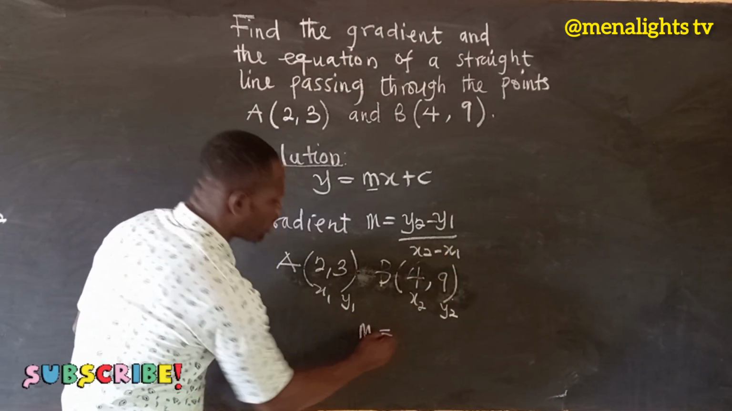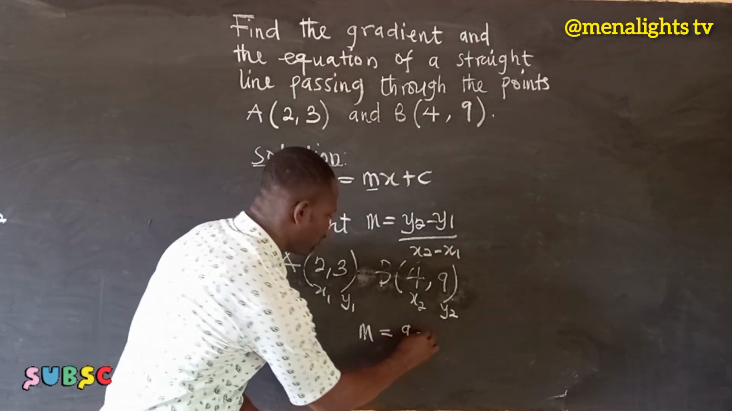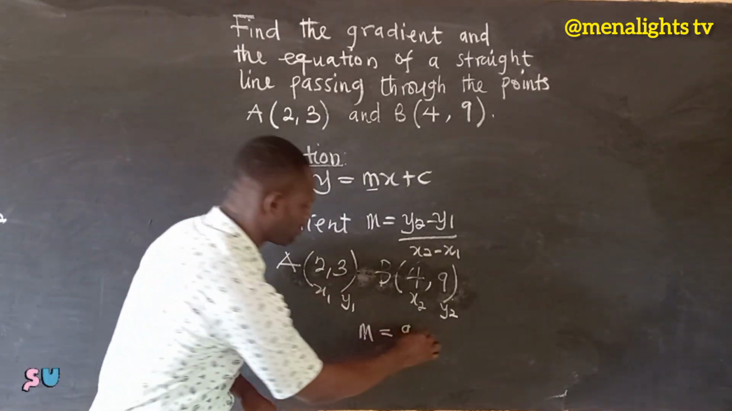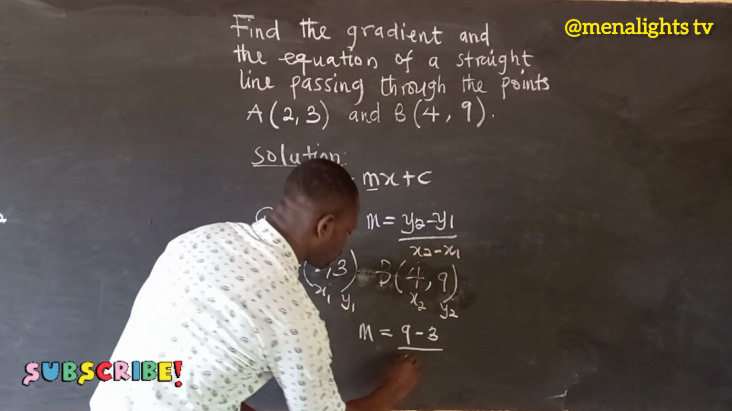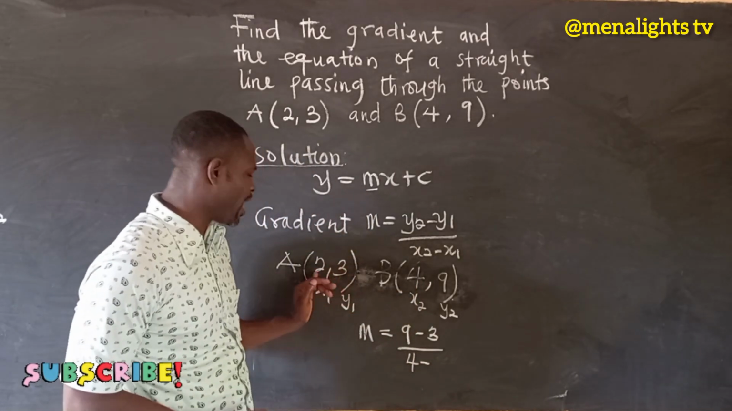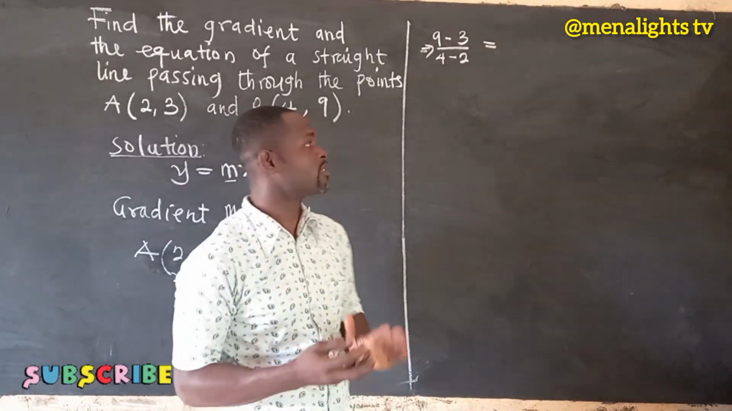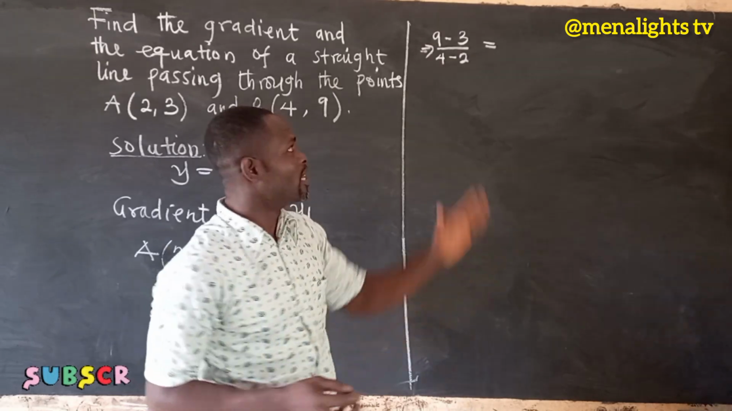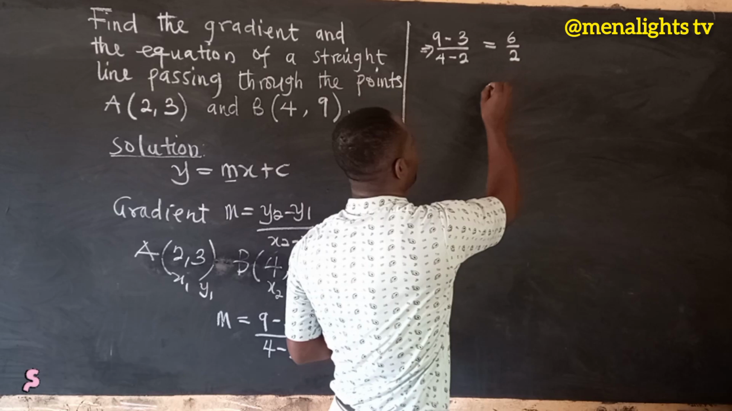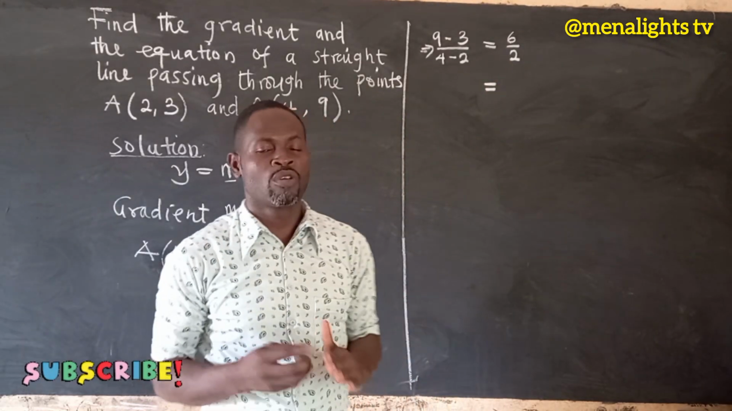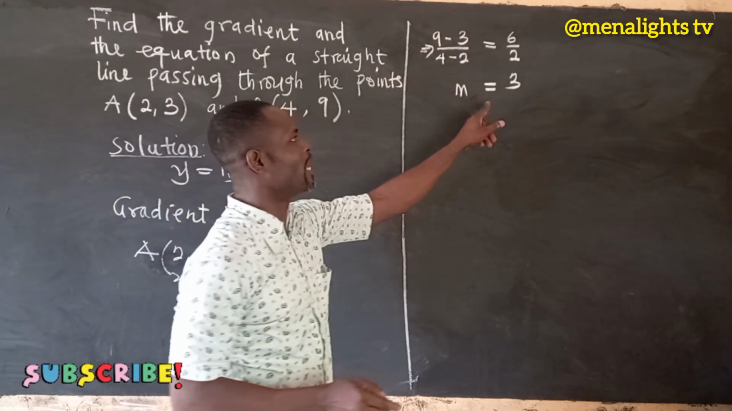So m is equal to y2, which is 9, minus y1, which is 3, divided by x2, which is 4, minus x1, which is 2. That is 9 minus 3 over 4 minus 2. So 9 minus 3 gives us 6, and 4 minus 2 gives us 2. So 6 divided by 2 gives us 3. So the gradient m is equal to 3.